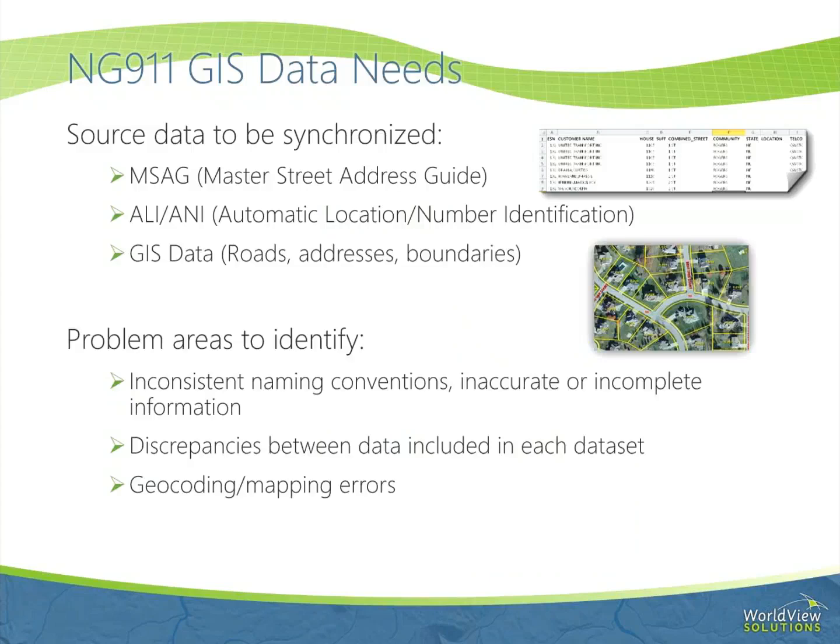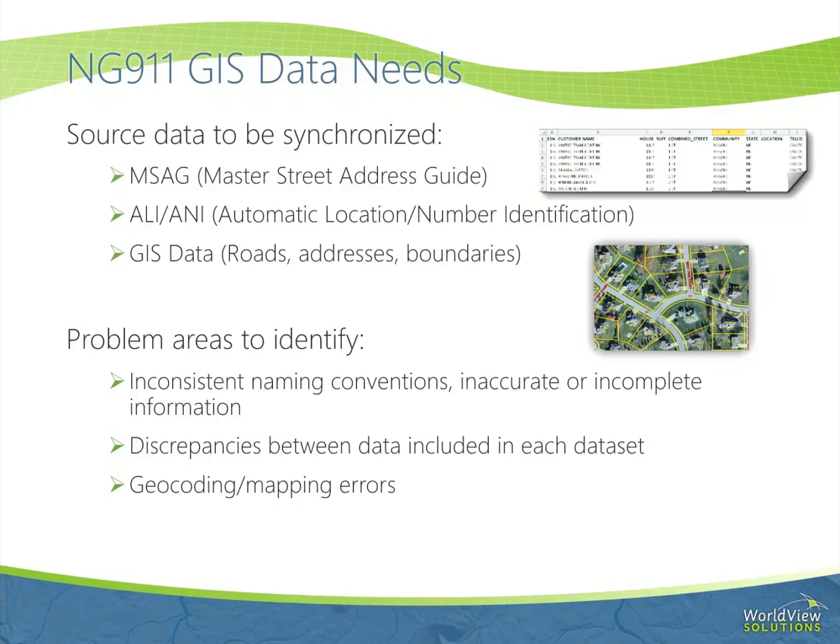So one requirement will be that all your source data will be synchronized between your MSAG, Master Street Address Guide, your ALI and ANI data, the automatic location number identification, and then your GIS data: roads, addresses, or boundaries. Having these data sets in agreement is crucial to providing telecommunicators with what they need in order to locate and respond to an emergency call with the quickest speed possible.